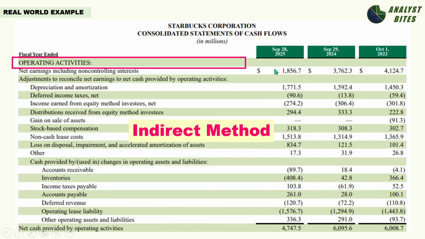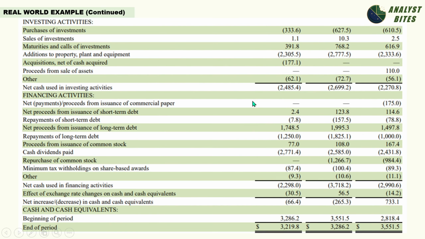One more detail you might have noticed: the reporting date isn't December 31st. It's the end of September. Under US GAAP, companies have the flexibility to choose their own fiscal year, so Starbucks' fiscal year simply runs from October to the end of September.